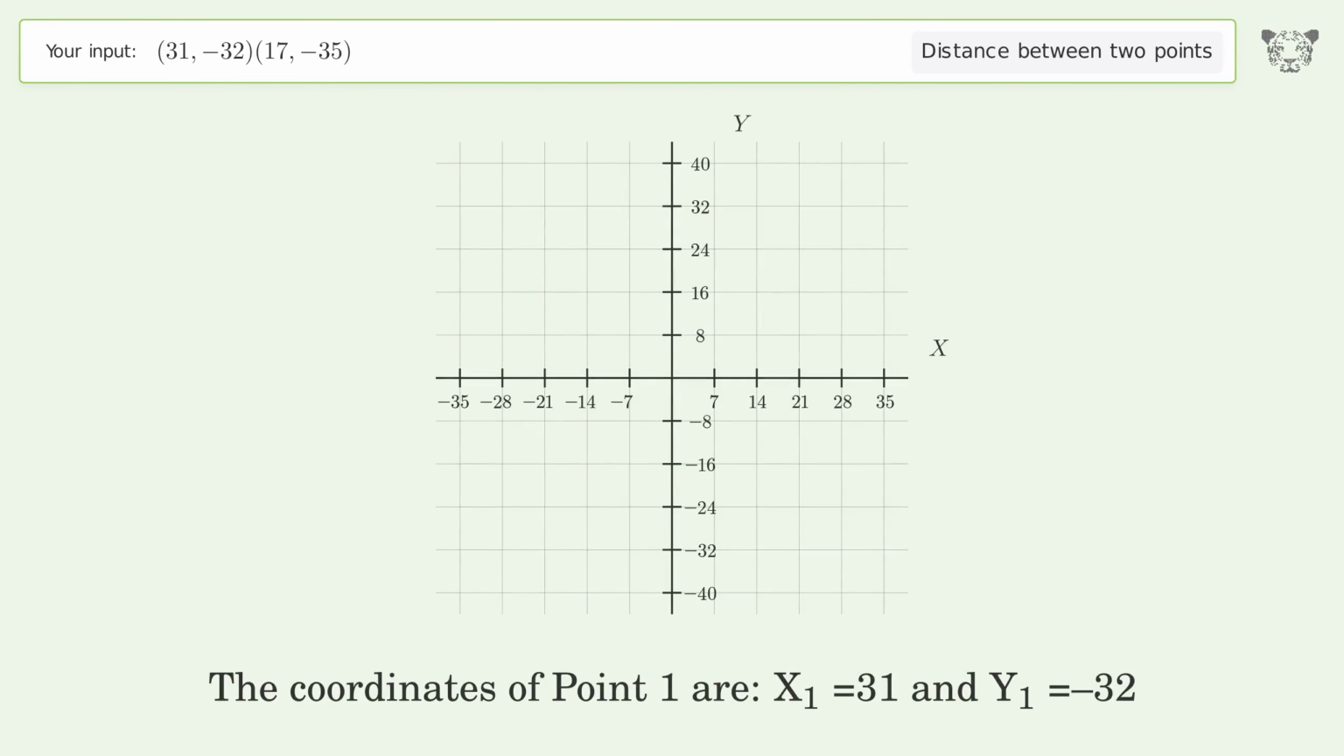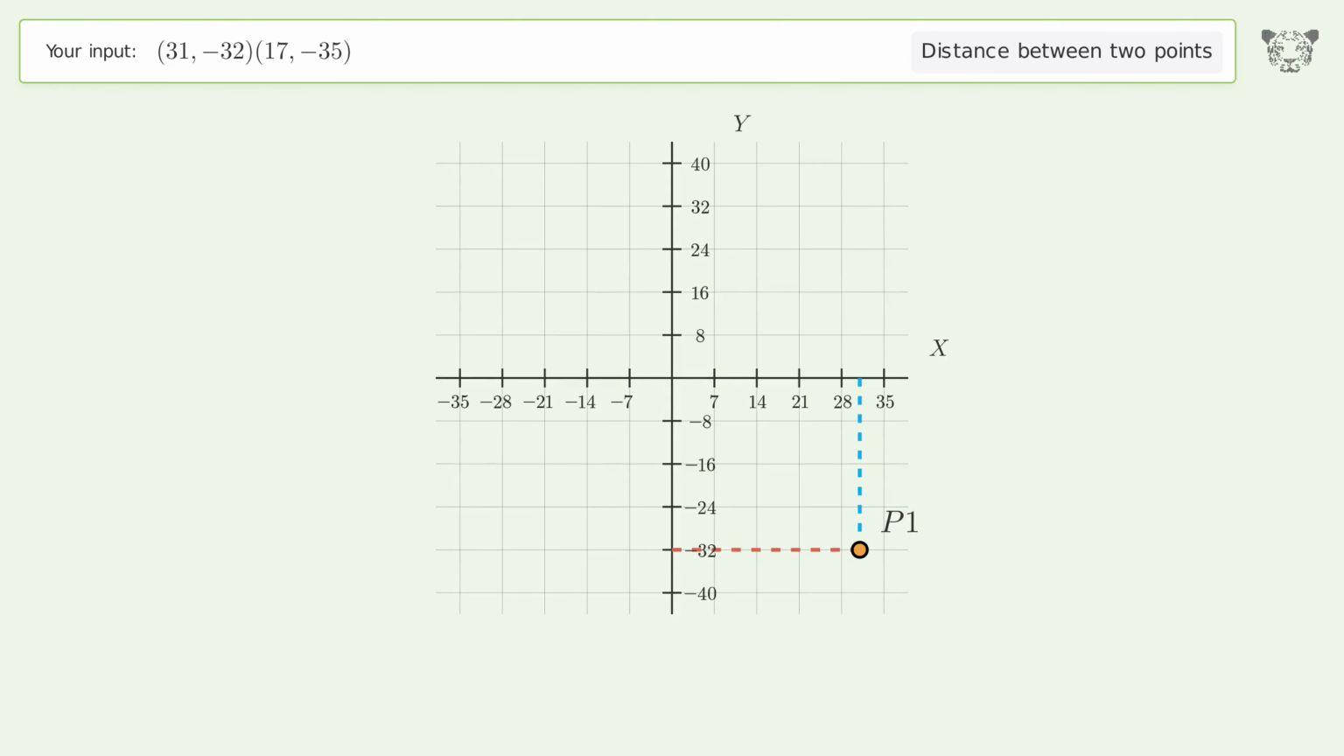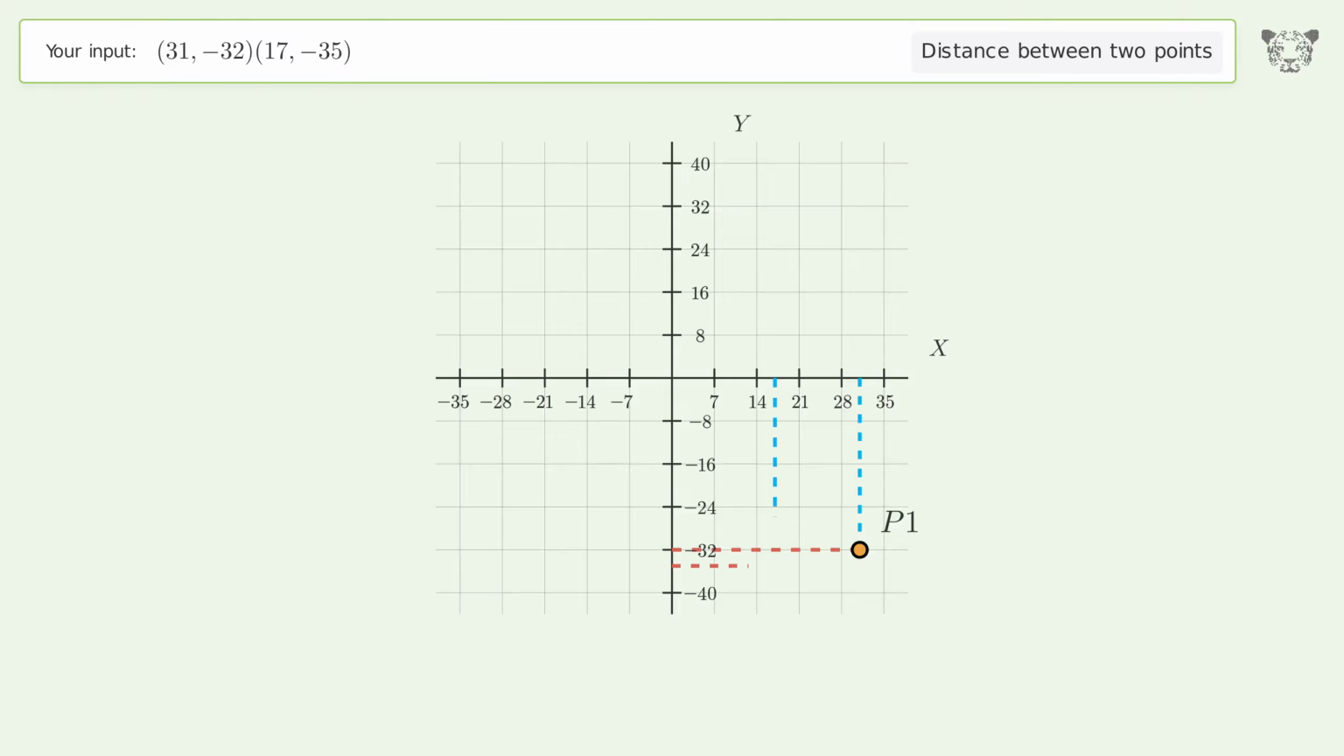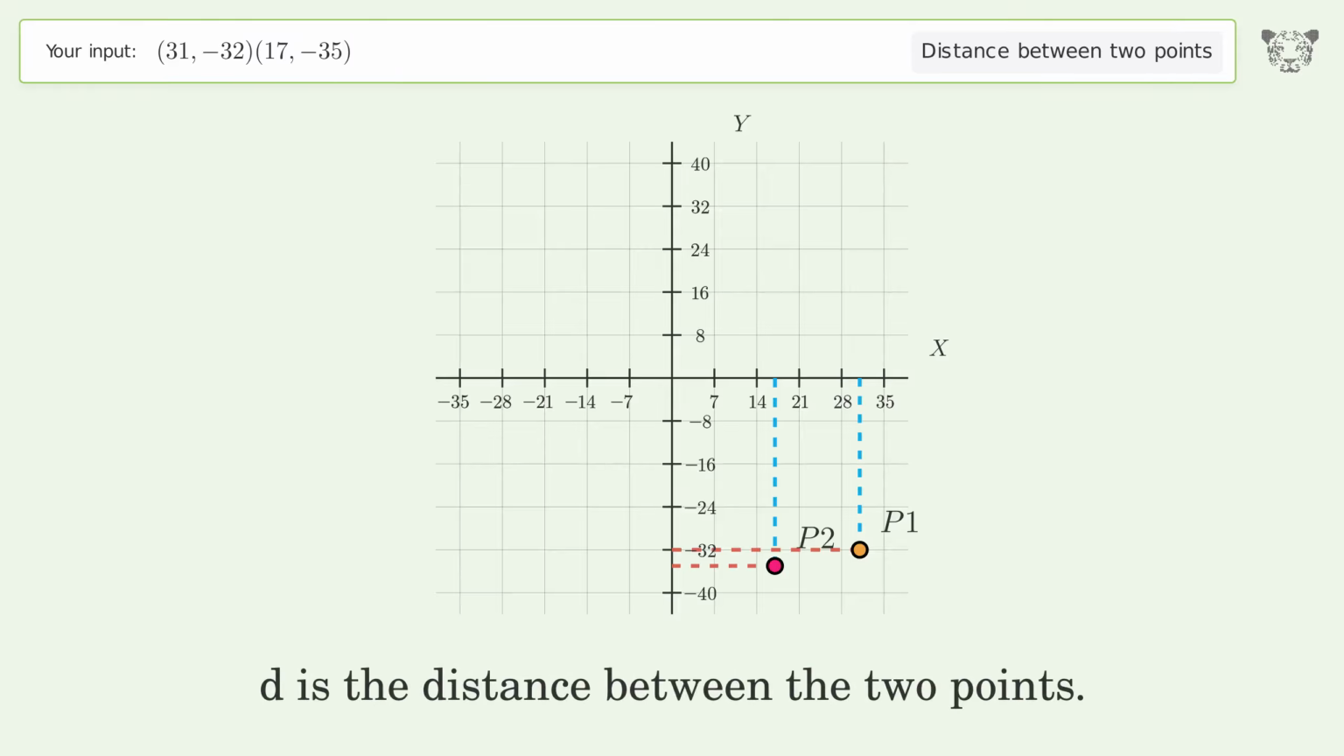The coordinates of point 1 are x1 equals 31 and y1 equals negative 32. The coordinates of point 2 are x2 equals 17 and y2 equals negative 35. D is the distance between the 2 points.